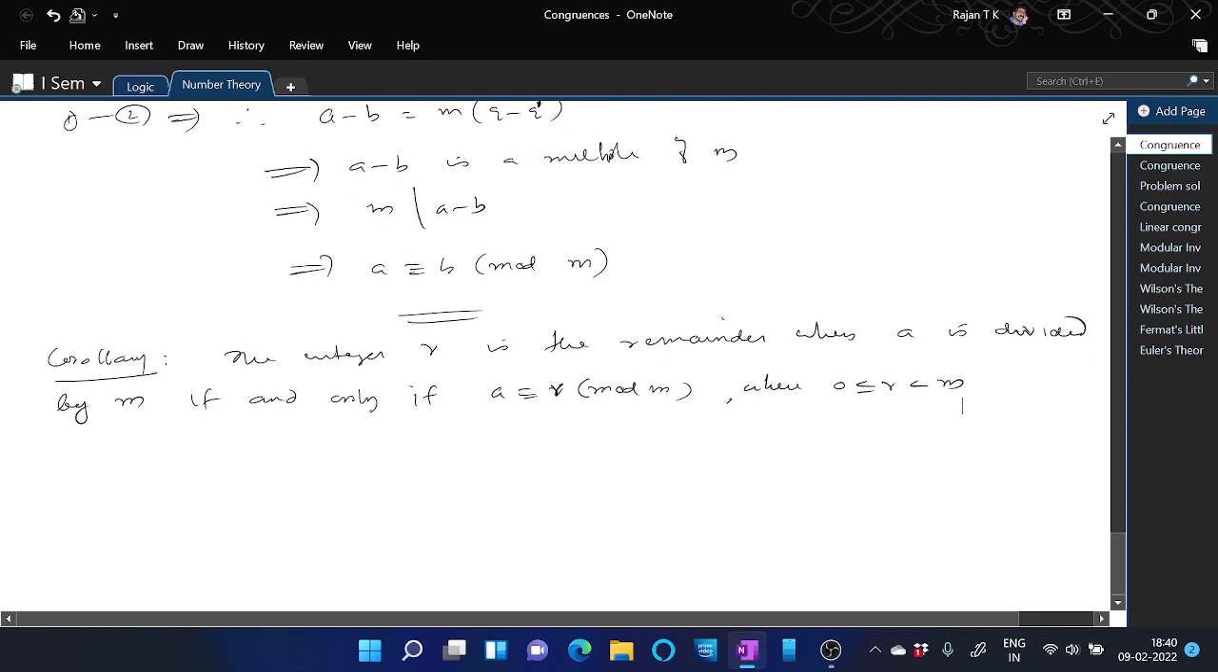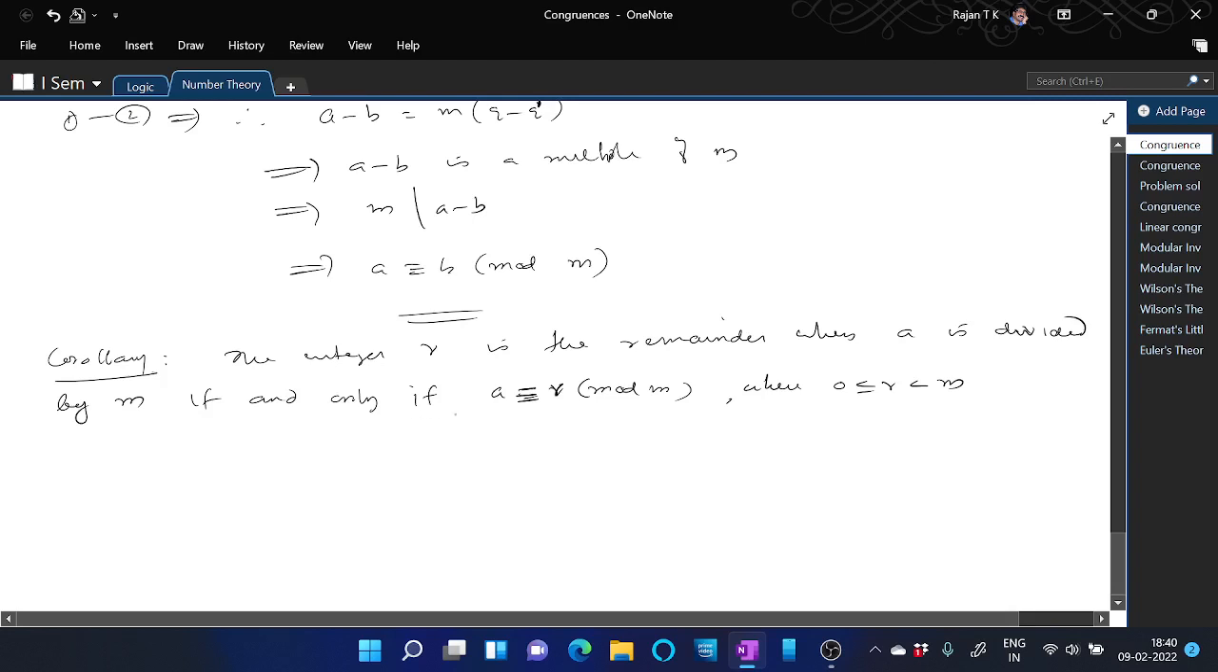So this you have to properly understand. Whenever A is congruent to B mod M, we cannot say B is the remainder. But when A is congruent to R mod M, where R satisfies 0 less than or equal to R less than M, that is any non-negative integer less than M, then this R is the remainder. So the integer R is the remainder when A is divided by M if and only if A is congruent to R mod M, where R is such that 0 less than or equal to R less than M.